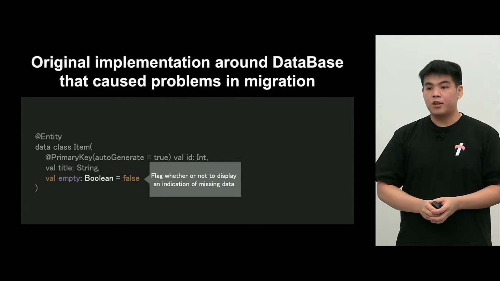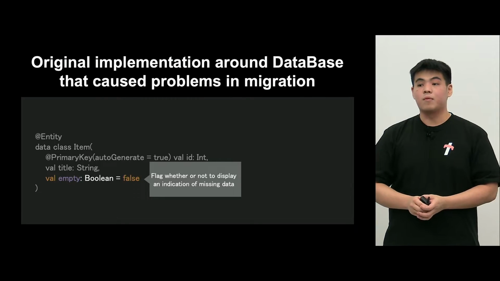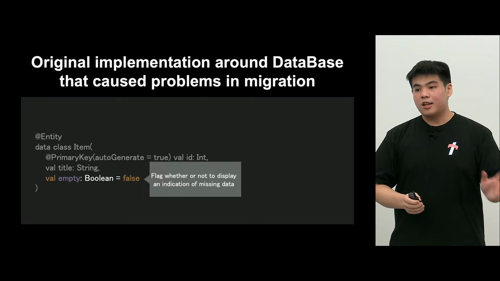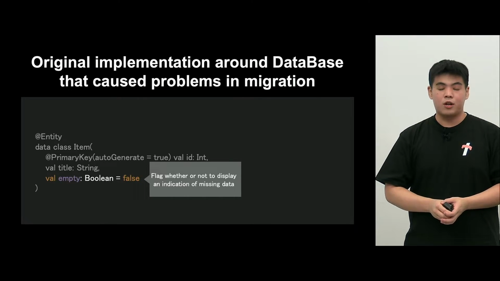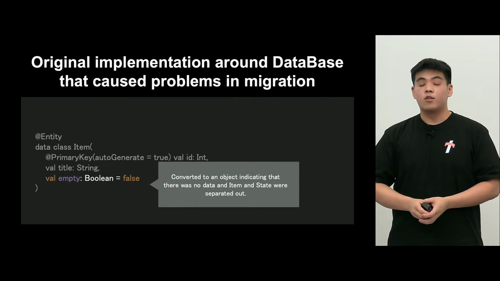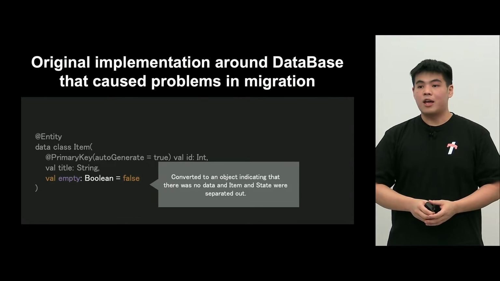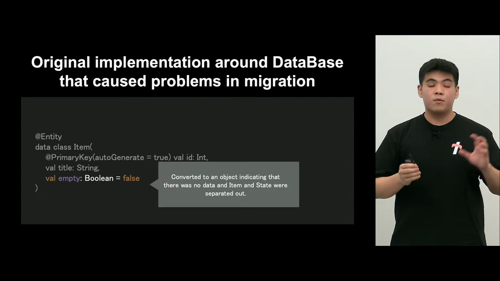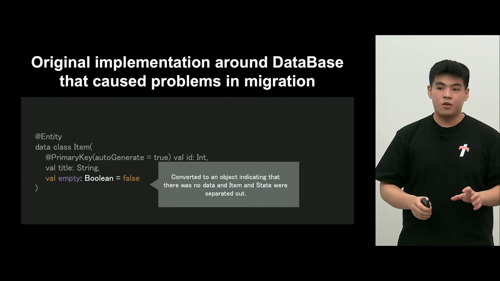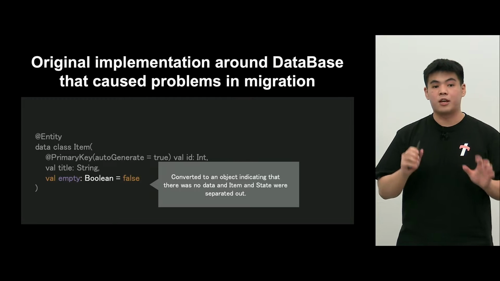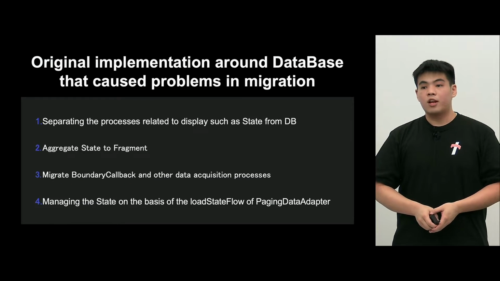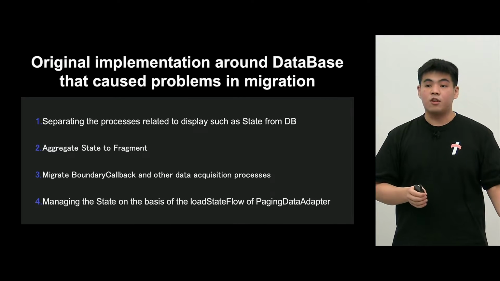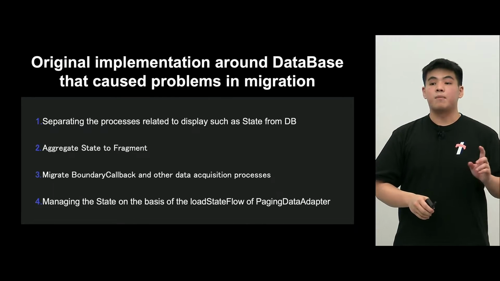So before I talk about the migration method, here is what the implementation in the database was: there was a flag to indicate whether or not there was data. This flag was converted into an object to indicate that there was no data, and the adapter was used to display the product or to indicate that there was no data. In order to migrate without leaving these original implementations behind, PayPay Flea Market migrated as follows.